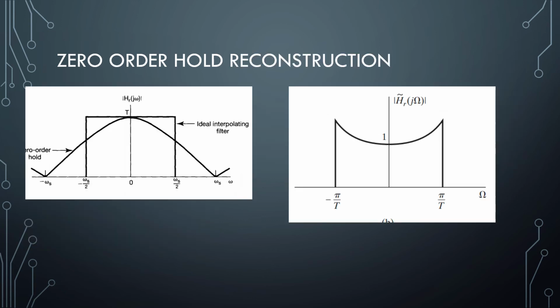So convolution with a zero-order hold filter results in distortion of our frequency content, as seen in the image on the left. So what we have to do is pass it through a low-pass filter while inverting the distortion that we see, so we get a reconstruction filter that we see on the right image.